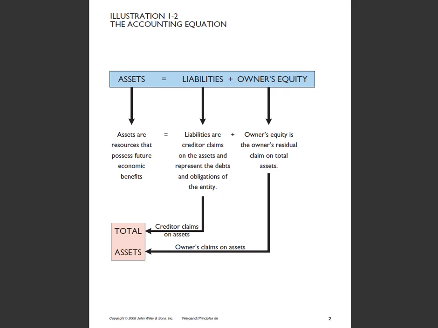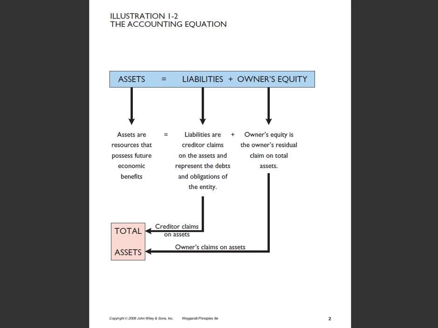There we go. The accounting equation. This is pretty important. Probably one of the most important things I'd like you to master in this class. Basically, this is saying that assets equals liabilities plus owner's equity. This is the actual accounting equation. Assets are resources that possess future economic benefits. So basically, they're cash, accounts receivable, supplies.